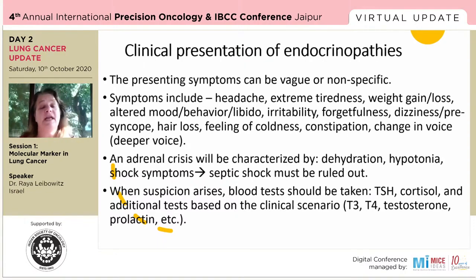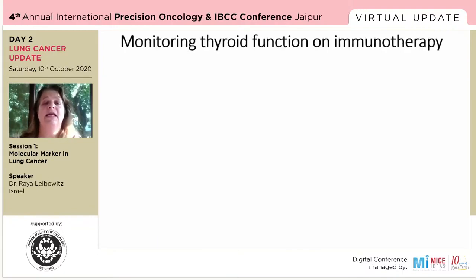And of course, if we're in an adrenal crisis, it will also be characterized by dehydration, hypotonia. The patient will look like a septic patient, but of course, it will not be sepsis per se, rather a picture of a septic shock, so to speak. And when suspicion arises for a crisis such as this, we should always take the TSH, the cortisol, and additional tests based on the clinical scenario, such as T3, T4, testosterone, prolactin, etc.